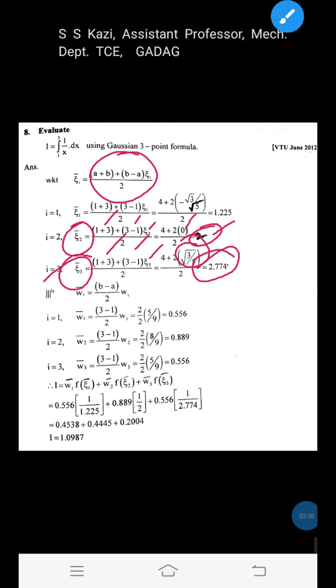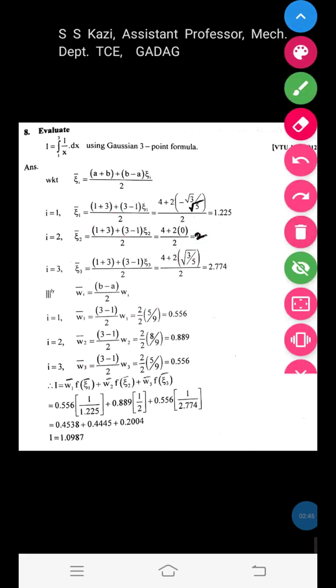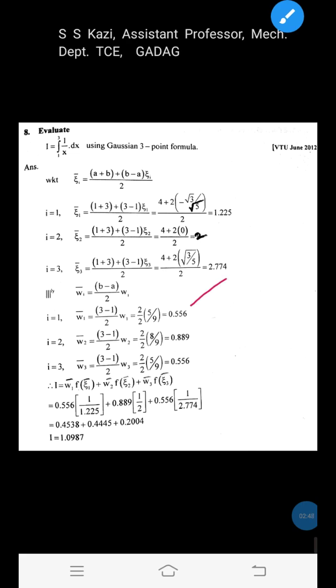And likewise you calculate w1 bar, w2 bar and w3 bar. W1 bar is equal to (b minus a) by 2 into w1, b is equal to 3, a is equal to 1. If you substitute, and w1 is given by 5 by 9 for the 3-point formula, we will get w1 bar 0.556. W2 bar is equal to (b minus a) by 2 into w2. W2 is 8 by 9 for the 3-point formula, and we will get w2 bar 0.889. And next w3 bar is equal to (3 minus 1) by 2 into w3. W3 is 5 by 9 for the 3-point formula, and if we calculate, we will get 0.556 as w3 bar.